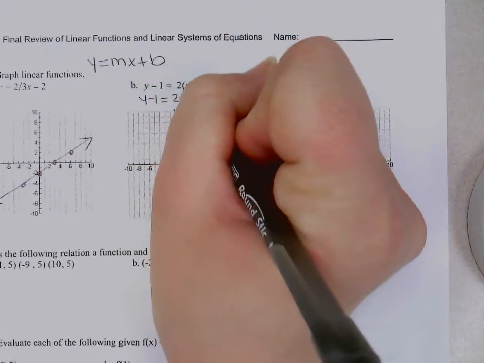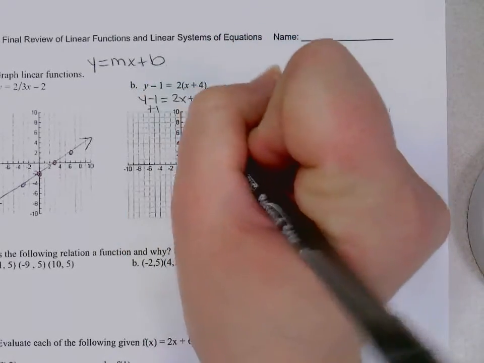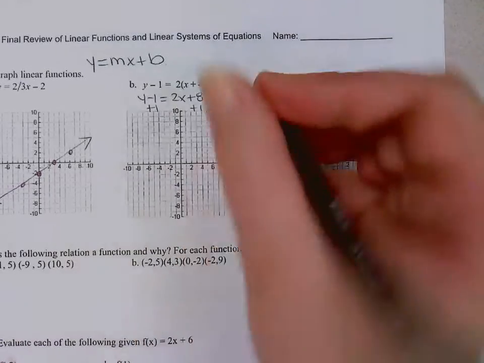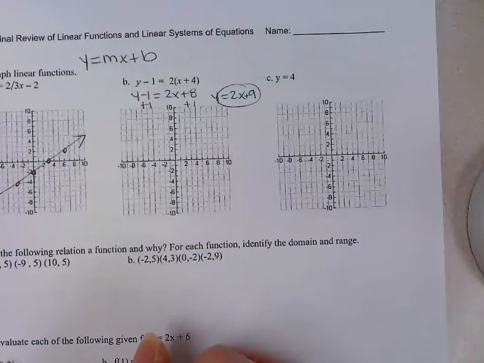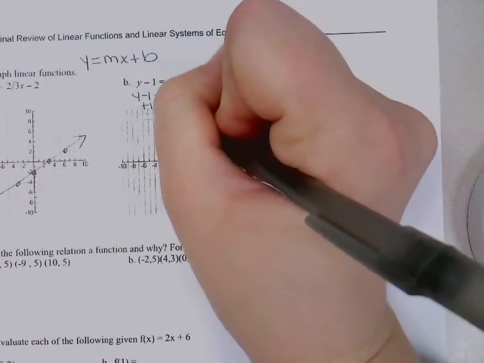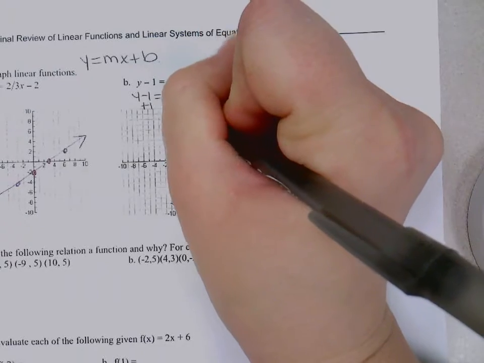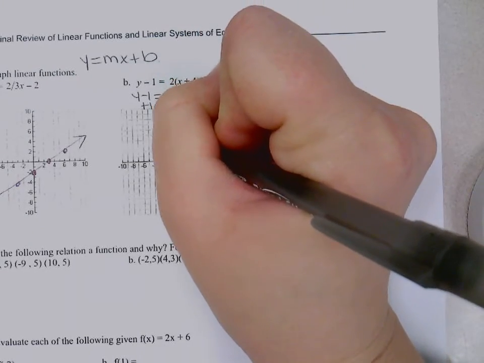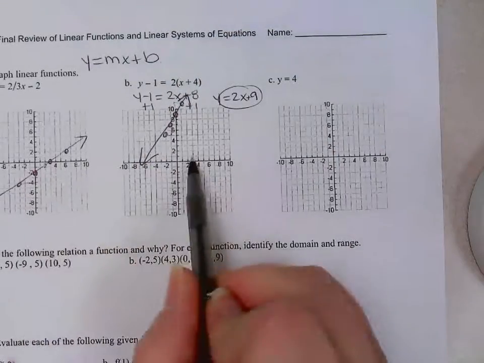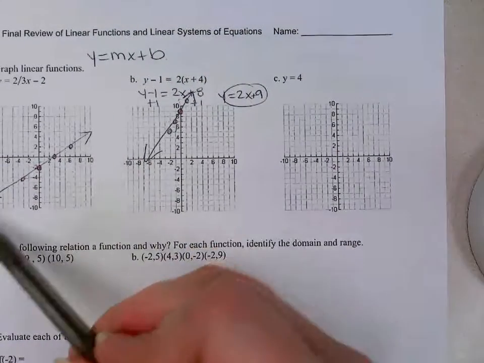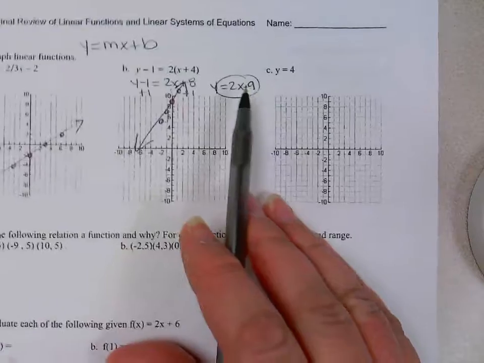plus 8, and my second step would be to add 1 to the other side. So y equals 2x plus 9. 9 is my y-intercept. I go up 2 over 1 and plot some points. Notice these are both positive slopes, so they rise as you read from left to right.